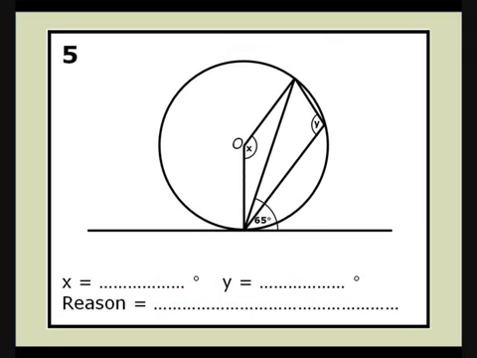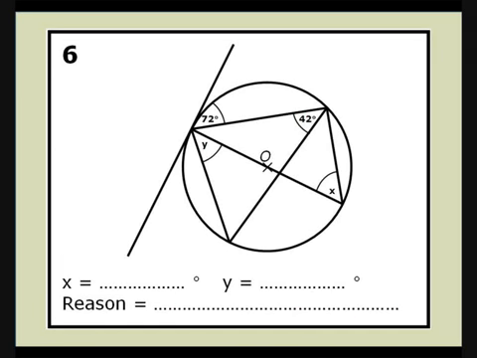Question 5. X is in an isosceles triangle. Using the perpendicular tangent and radius theorem, we can deduce that the identical angles are both 25 degrees, and hence x is 130 degrees. As for the previous question, we have an obtuse angle at the circumference, which is half the reflex angle at the centre. 360 take 130 is 230, so y is half of 230.